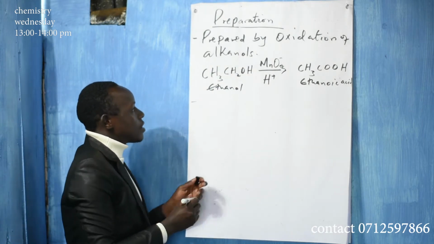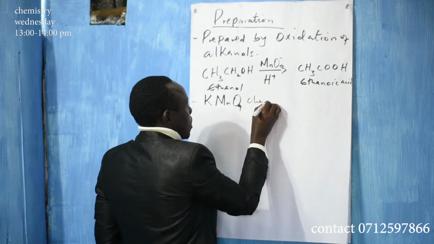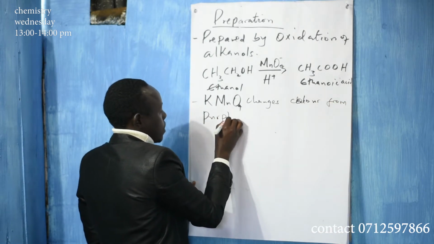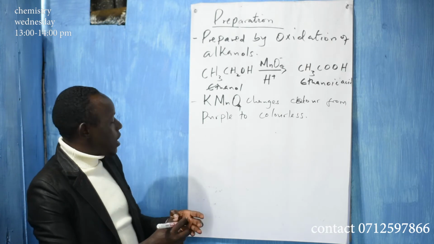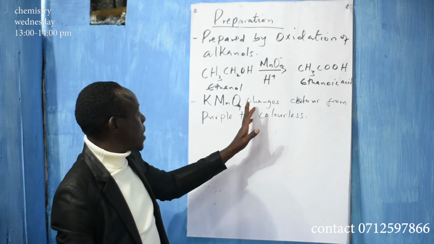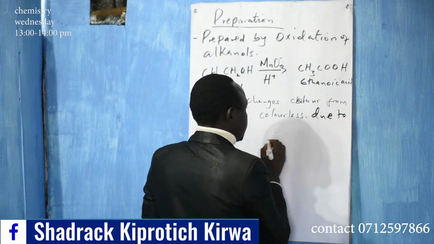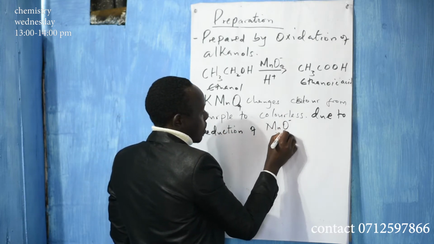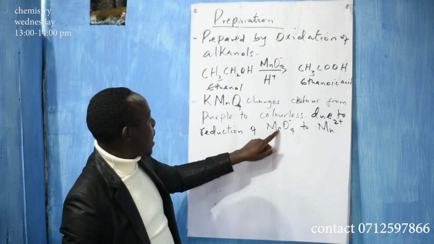And we said during this process, potassium manganate 7 changes color from purple to colorless. Okay, so oxidizing agents, we said either potassium manganate 7 may be used or potassium dichromate 6. In the case of potassium manganate 7, the color changes from purple to colorless. This is due to reduction of manganate ions to manganese 2. So these manganate ions are purple in color.